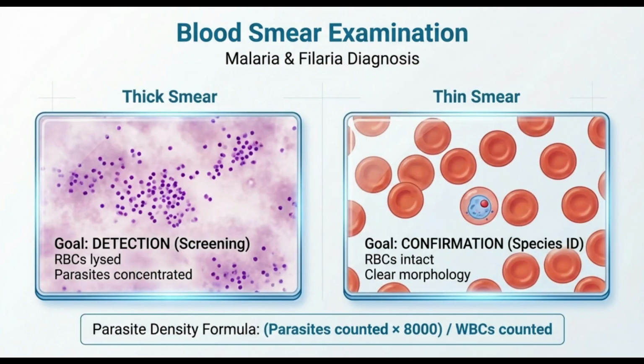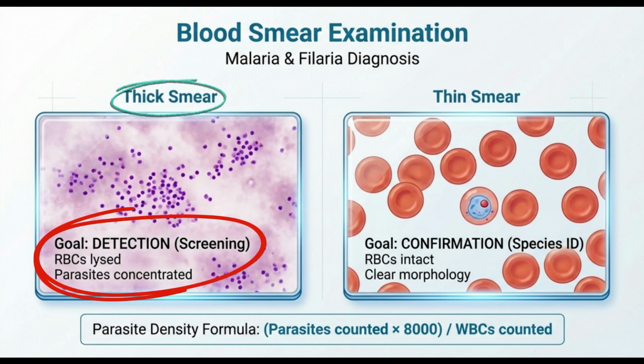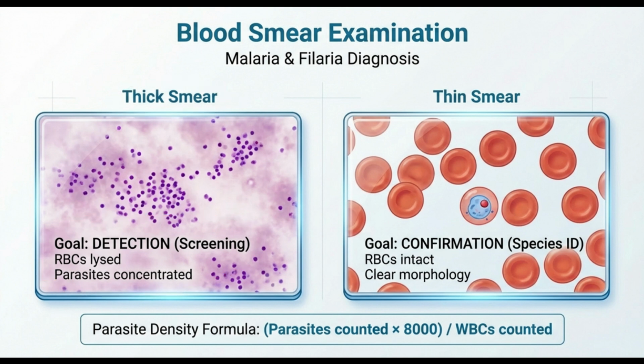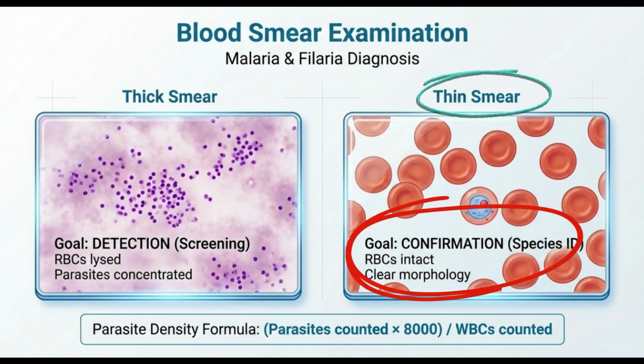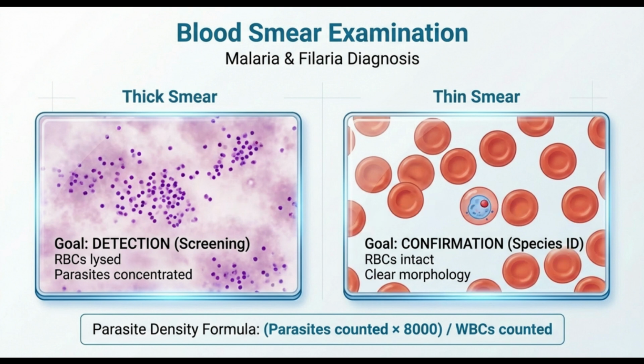Now, for blood parasites like malaria or filaria, we use a really smart two-smear technique. The thick smear on the left is all about detection. We lyse or break open the red blood cells to concentrate any parasites into a smaller area, which makes them way easier to spot. Once we think we've found something, we switch to the thin smear on the right for confirmation. Here, the red blood cells are intact, which lets us see the parasite's morphology clearly and allows for a definitive species ID. To top it off, we calculate the parasite density using a specific formula, which helps us understand the severity of the infection. It's a really powerful system.